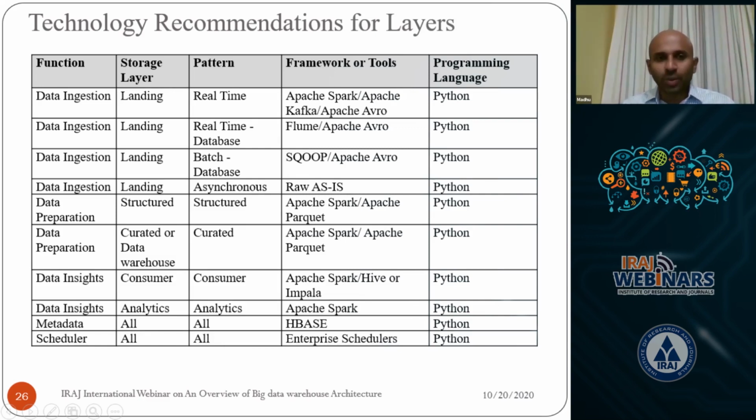So Python is the programming language, and from the processing or the framework standpoint, predominantly I don't think MapReduce should be utilized, and you should go with Apache Spark and Kafka, and file formats are either Parquet or Avro, and you should use Apache Sqoop for data ingestion. Similarly, Hive or Impala when it comes to the consumer layer, and HBase when it comes to the metadata, and enterprise scheduler is the one which you'll be using for the schedulers. We just covered it, but this particular table just gives a recap on whatever we have discussed till this point.